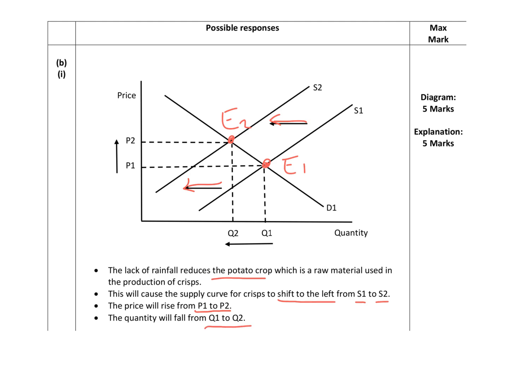So 5 marks for the diagram, 5 for the explanation. So a similar style of question can and will come up in the new course.